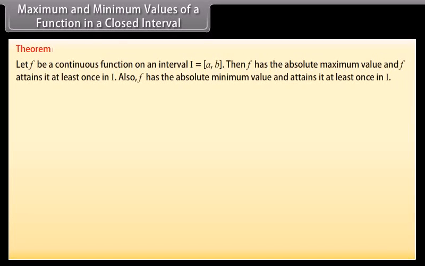Theorem. Let f be a continuous function on a closed interval I = [a, b]. Then f has the absolute maximum value and f attains it at least once in I. Also, f has the absolute minimum value and attains it at least once in I.